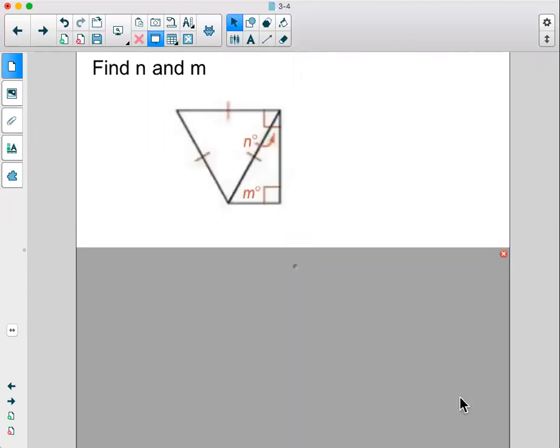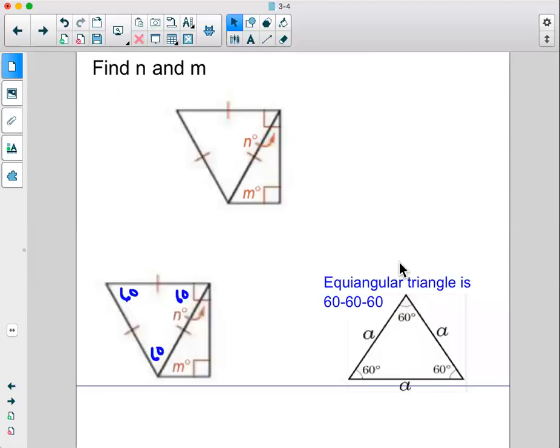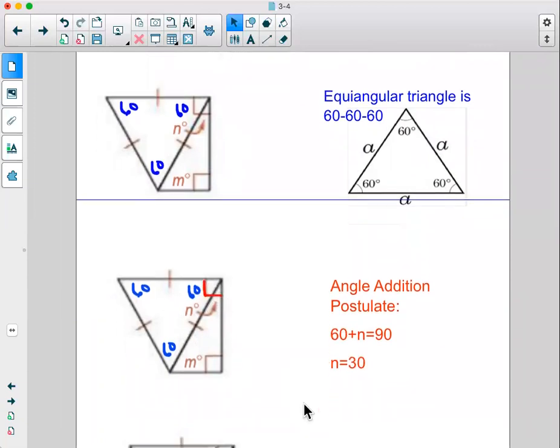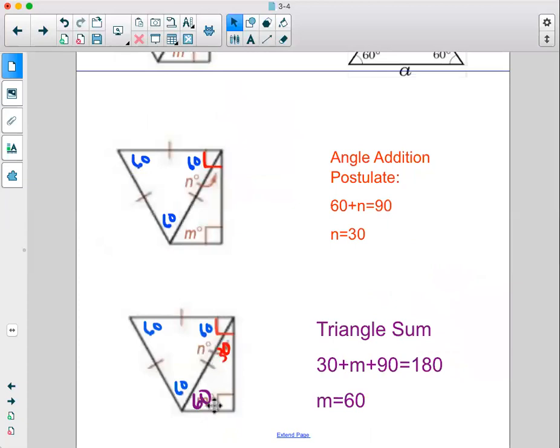Find m and n, and then press play for the solution. We can start by the knowledge that equilateral triangles are also equiangular, so these will all be 60. Then we can use our angle addition postulate. These two angles have to add up to 90, so n has to be 30. And then we can use triangle sum to find m. 90 plus 30 plus 60 equals 180.